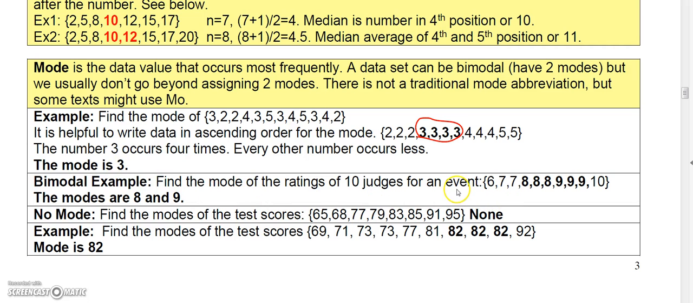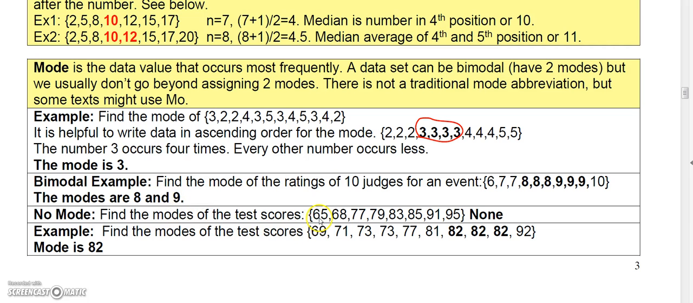Now, what if I had the ratings of 10 judges for an event, and let's say that I got a 6, a 7, a 7, a 8, a 8, a 8, a 9, a 9, a 9, and a 10. Well, notice this time I have 3 8s and 3 9s. So in this case, we would say this is a bimodal example because we have 2 modes. One mode is 8 and one mode is 9.